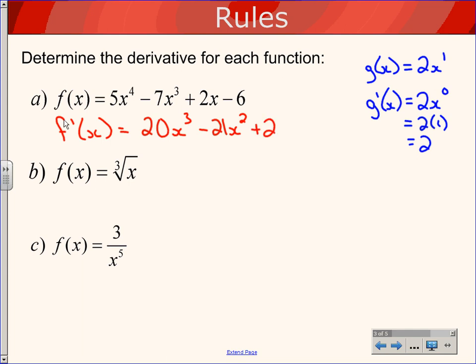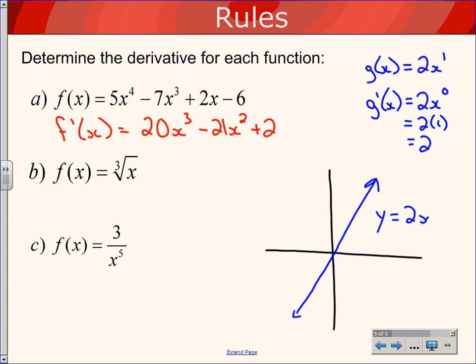If you have a linear term, the derivative is just the number in front. You can think of that graphically too. You think of the function 2x. That's linear with a slope of 2, right? Well, if it's linear, you know the slope's 2, and that's what the derivative is supposed to find, right? So you get 2, just the coefficient.